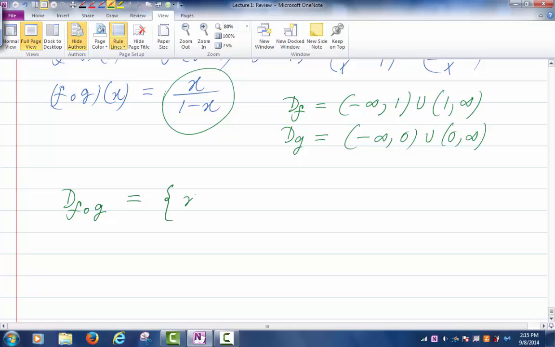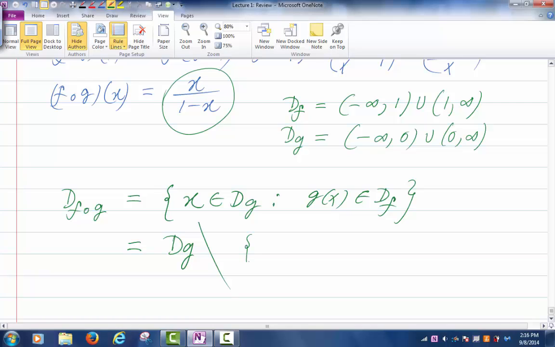So it will be everything in the domain of G such that G of x is in the domain of f, right? In other words, you take everything in the domain of G and exclude the values of x for which G of x is not in the domain of f, right? So you take everything in the domain of G and get rid of the values of x for which G of x is not in the domain of f.